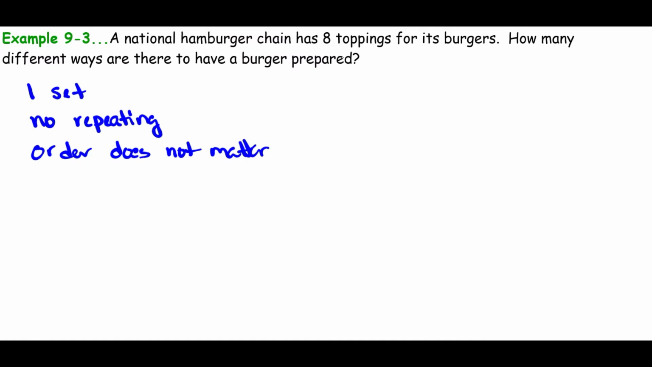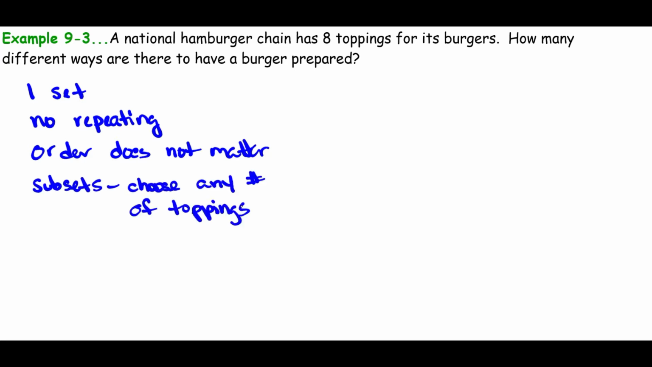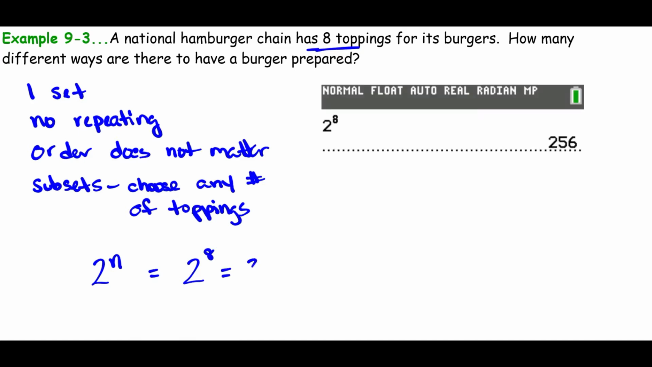So here we could choose nothing. We could just get a plain burger, or we could get everything on our burger, or we could just get one thing, or we could get a combination of 2 or 3 or 4, etc. So here we're doing subsets because we can choose any number of items. So if we're doing subsets, remember that's 2 to the n. In this case, we have 8 toppings, so that's going to be 2 to the 8th. So we got 256 different ways that we could order the burger.